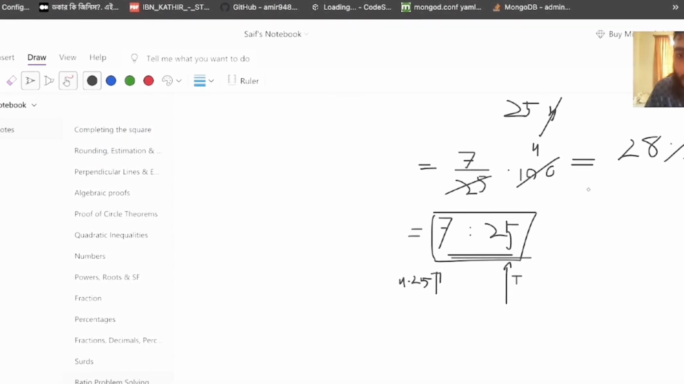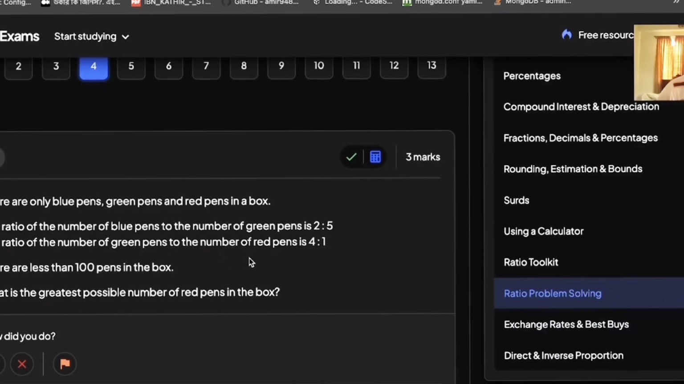7 multiplied by 4 is 28. So 28% of all the people are under 25. Now let's focus on problem number 4. So let's read the problem.